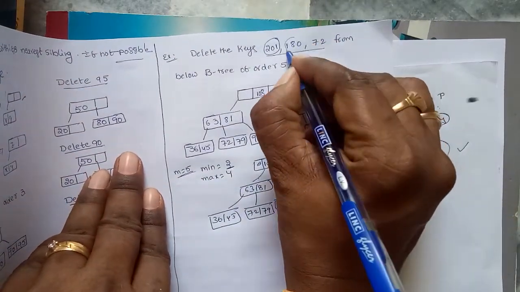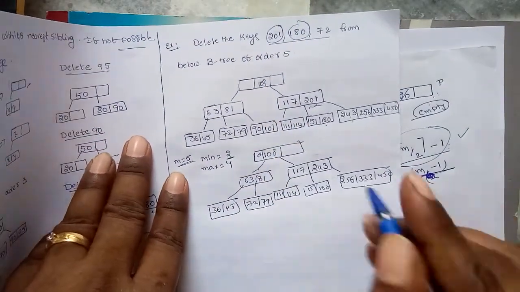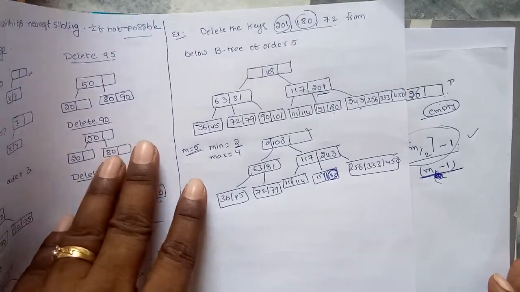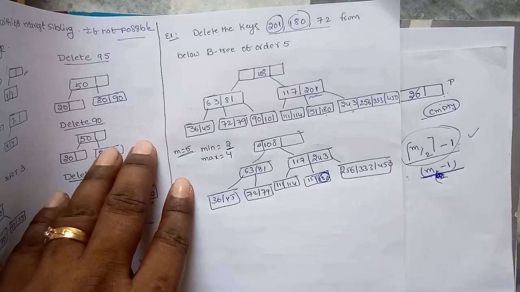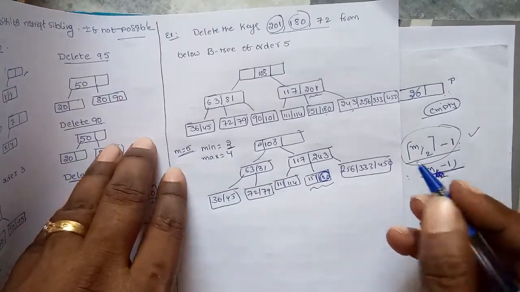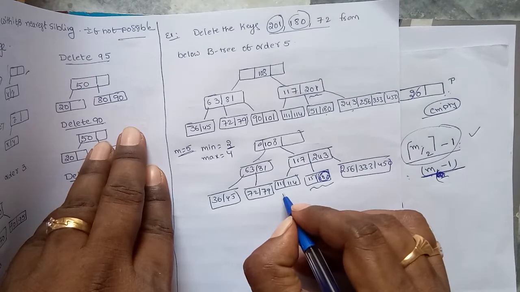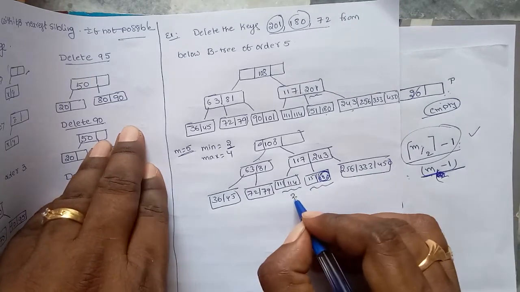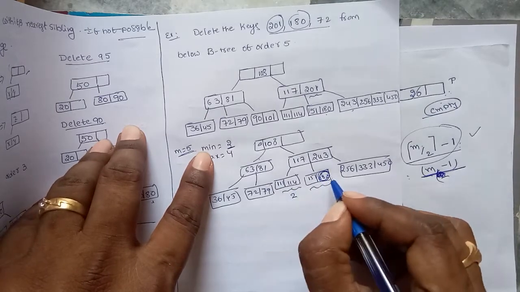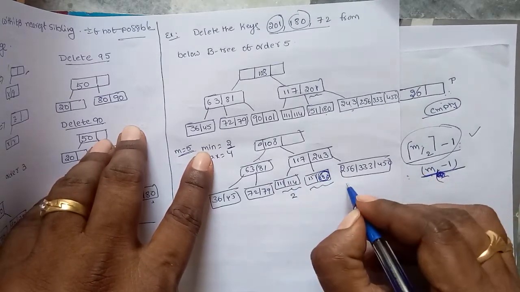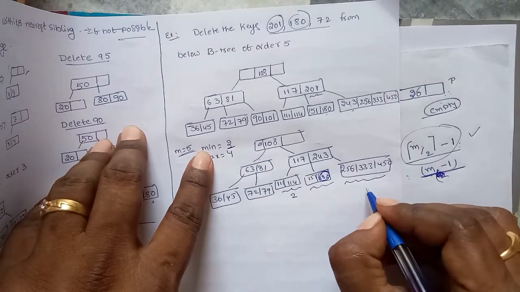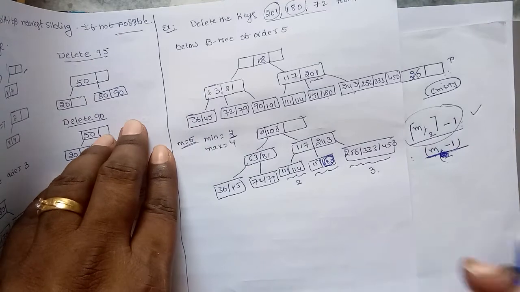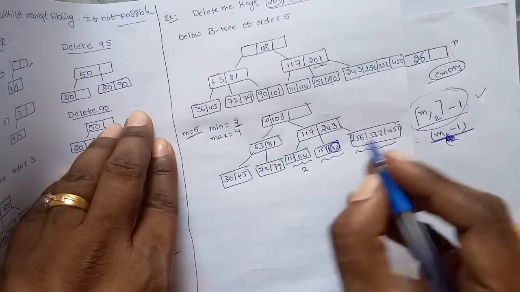Now delete element 180. So simply remove 180. After removing 180, it is deficient. That is, it violates the property. Check the left sibling. The left sibling contains 2 keys. The minimum keys required are 2. So there is no borrow from the left subtree. Now check the right subtree. Right subtree contains more than the minimum. Now simply perform rotation operation.